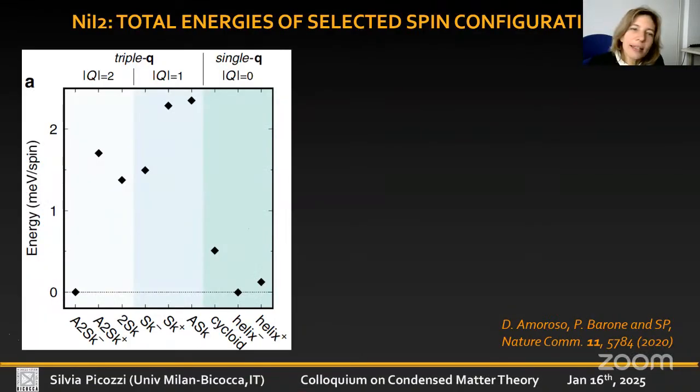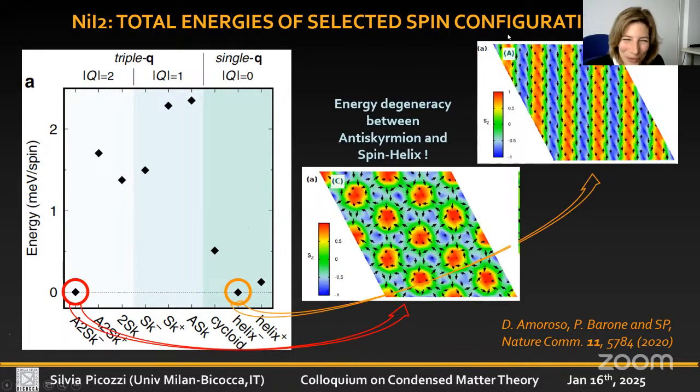What I said is correct up to a certain point. So it's a ground state. What I mean is the following. It's a ground state, but then basically at the same energy we have a spiral. So we have a helix. The helix and the anti-skyrmion are very close in energy, closer than what we can say. The difference in energy is below our numerical accuracy.